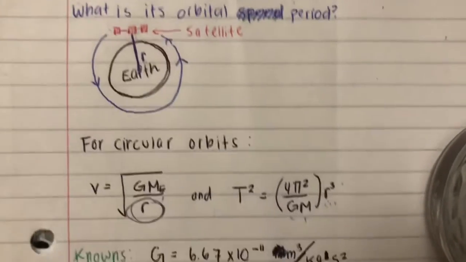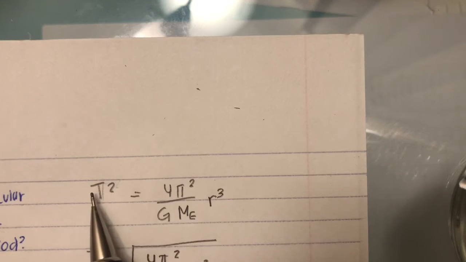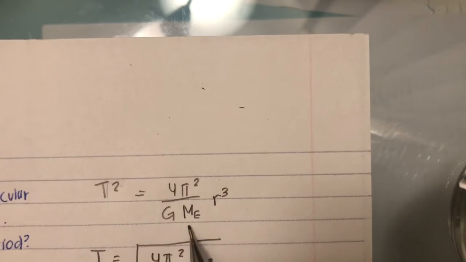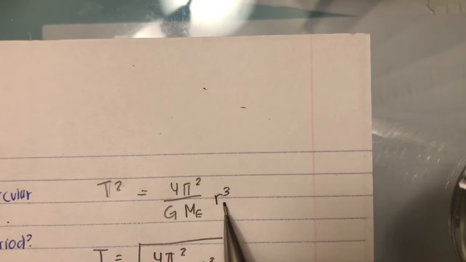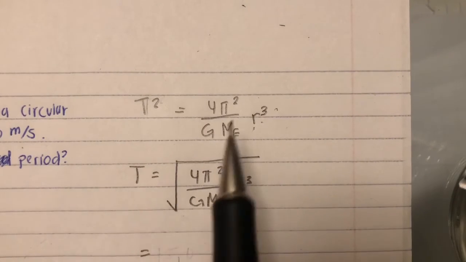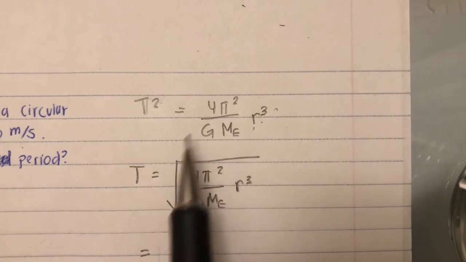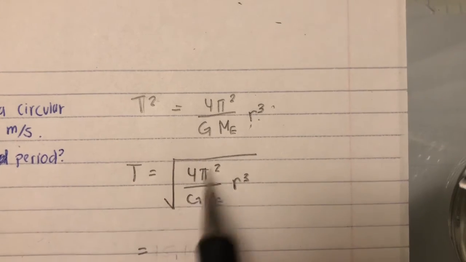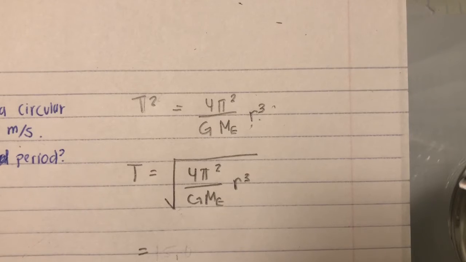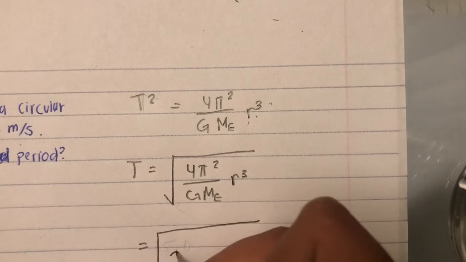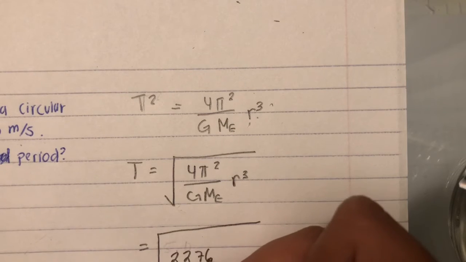So now that we have the radius, we are able to find the period. So now we're going to solve for the period. And the equation is period squared is equal to 4 pi squared divided by the gravitational constant times the mass of the Earth, all that times the radius cubed. And that's the radius we figured out. So the answer will be the square root of this. And you will get in the square root, your answer is this large number.